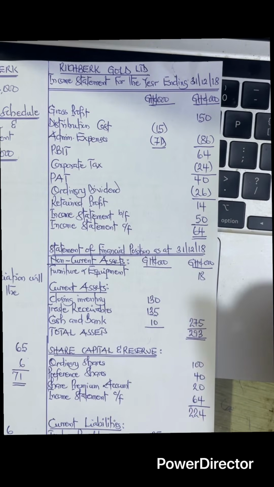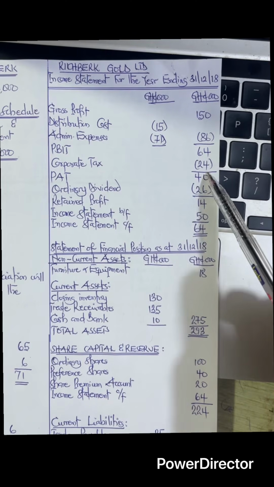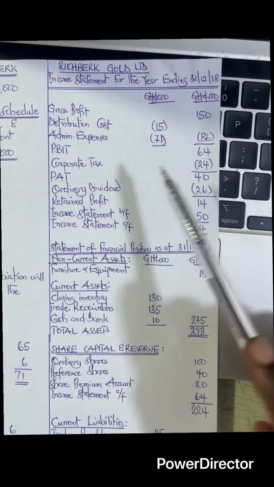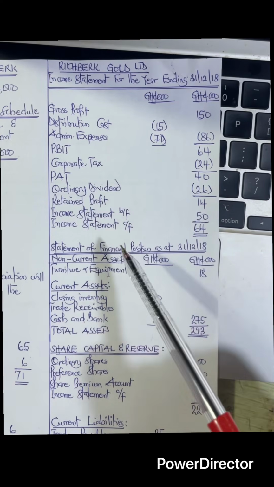Right after the profit before interest and tax, since we don't have any interest-related item like preference shares interest or any loan interest, you deduct the tax from it straight. Taking 24 from 64, you get 40. That is the profit after tax, PAT.